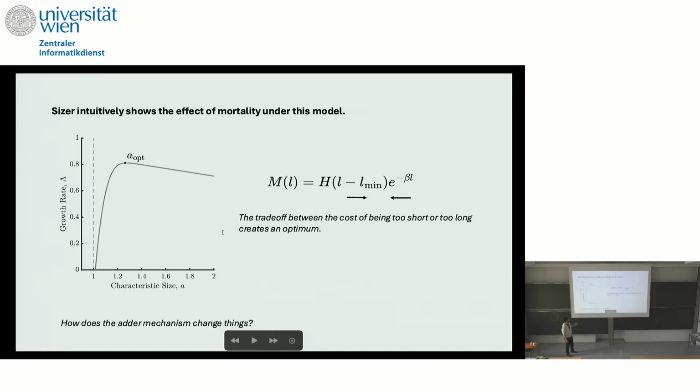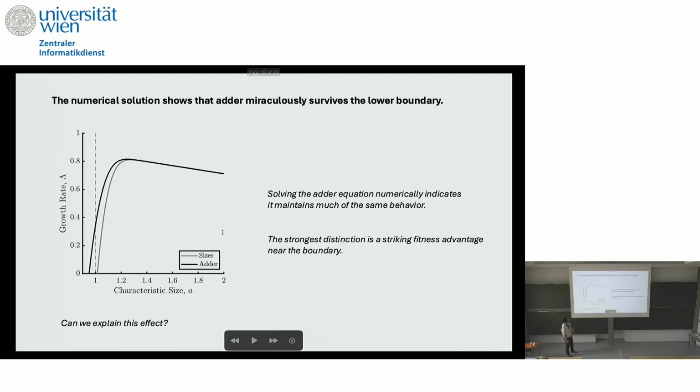So then the question is, well, how does the adder mechanism handle this, right? We're really interested in this comparison between adder and sizer. And what's a pretty nice, kind of surprising result, I think, is that the adder mechanism does quite well on that boundary, right? So we see that somehow, somewhat miraculously, this adder mechanism is actually able to survive below the boundary. So what this means, to be clear, is every single cell in the lineage will die if it's born below the boundary. But the characteristic size, the target size, is what can be below, and the population still lives.